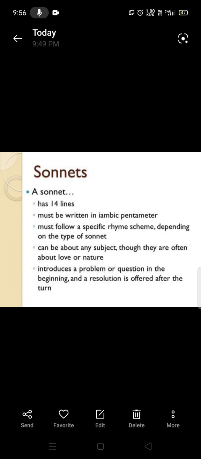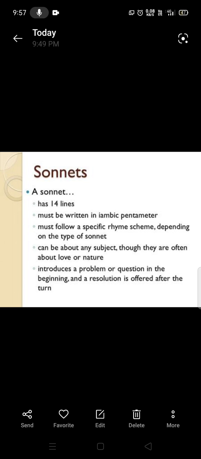The 3 quatrains also follow a specific rhyming pattern. The first quatrain is A B A B, the second quatrain C D C D, the third quatrain E F E F, and the concluding couplet G G. So in the 3 quatrains we see an alternating rhyming pattern. This is the English or Shakespearean sonnet.